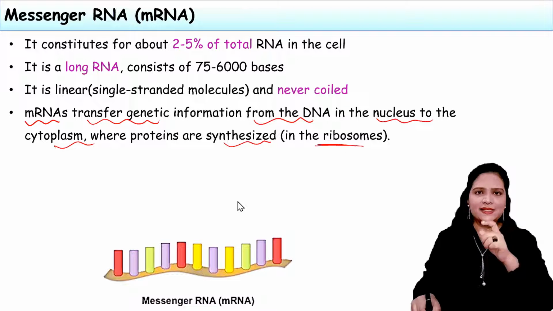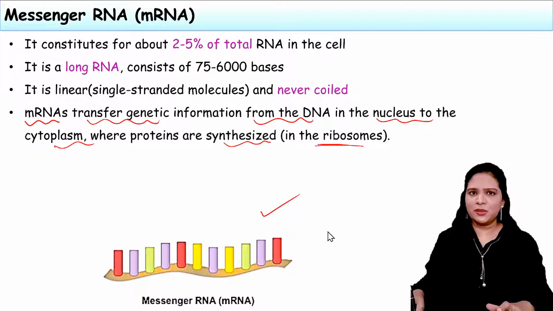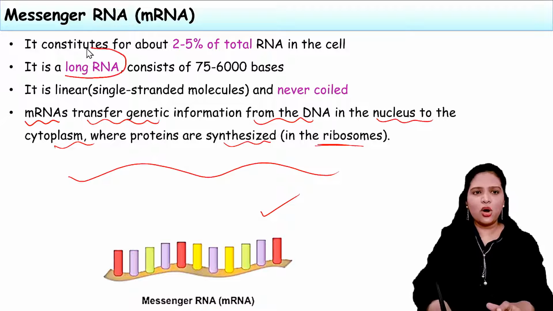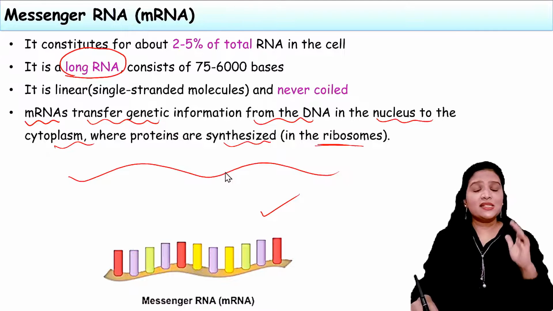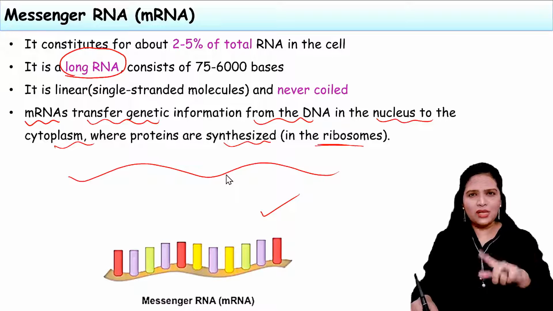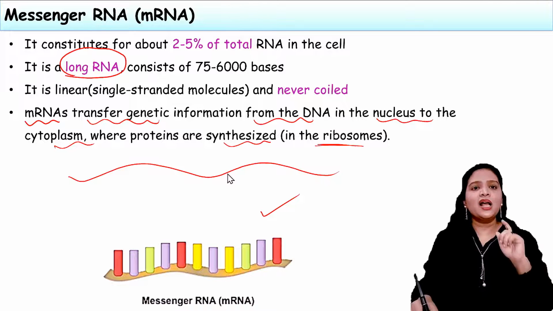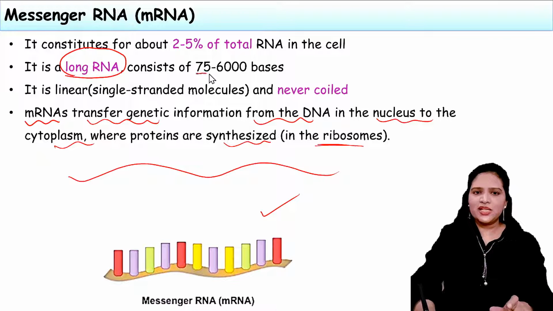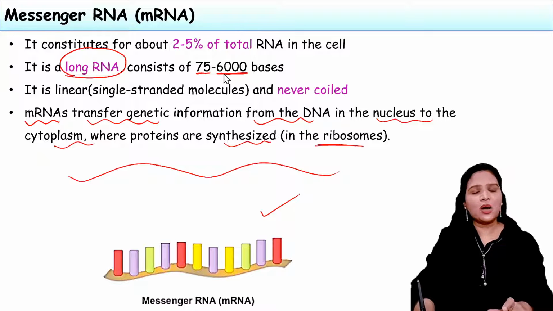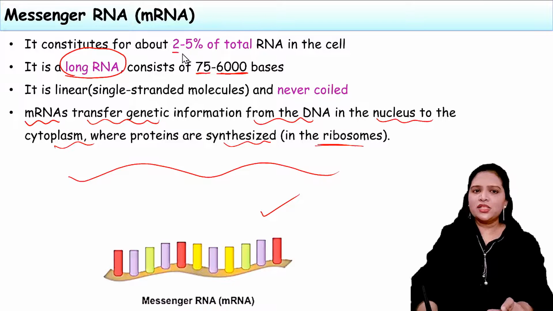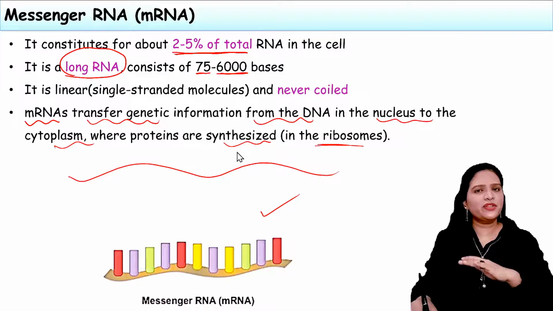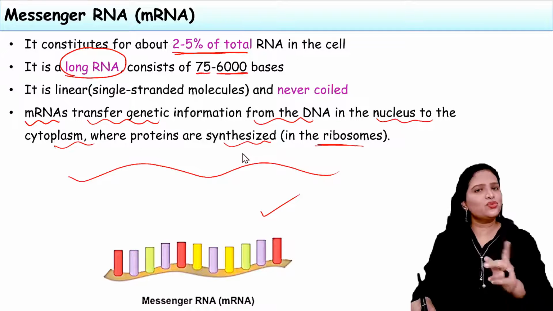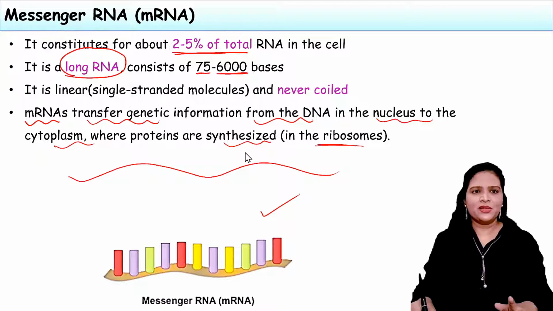When we look at the structure of the messenger RNA, this is the structure of the messenger RNA. This is a long linear molecule. Okay, so this is long RNA. We have seen types of RNA, right? Out of all this RNA, which is the longest molecule? The answer is messenger RNA. mRNA is the longest RNA, which contains around 75 to 6,000 bases, right? It constitutes about 2 to 5% of the total RNA. So out of all the types of RNA, mRNA constitutes 2 to 5% in the cell, right?